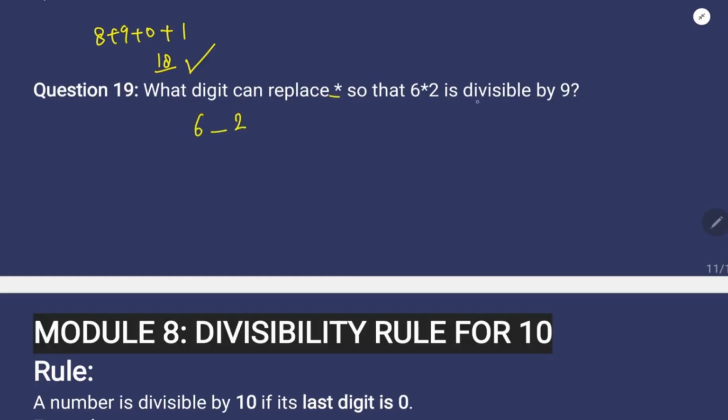What digit can replace the star in 6-2 so that it becomes divisible by 9? What is 6 plus 2? It is 8. What should I add to 8 so the number becomes 9, divisible by 9? I can add 1, right? And then what other number can I add? Only a one-digit number I can add, okay? Not anything else. So what is the answer? 612. I cannot add any other one-digit number to make it divisible by 9.